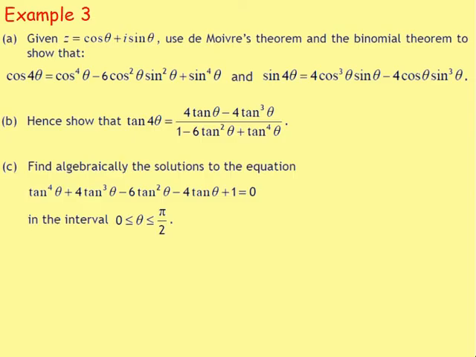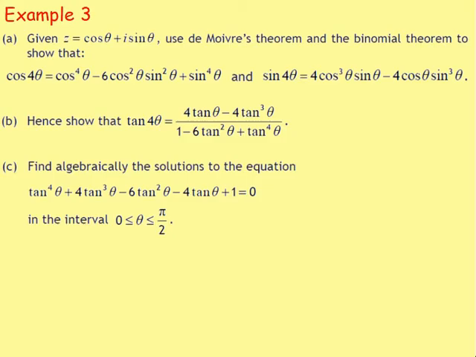Example 3. Given z equals cos theta plus i sine theta, use de Moivre's theorem and the binomial theorem to show that cos 4 theta equals cos theta to the power of 4, take away 6 cos squared theta sine squared theta plus sine theta to the power of 4, and sine 4 theta equals 4 cos cubed theta sine theta, take away 4 cos theta sine theta cubed.